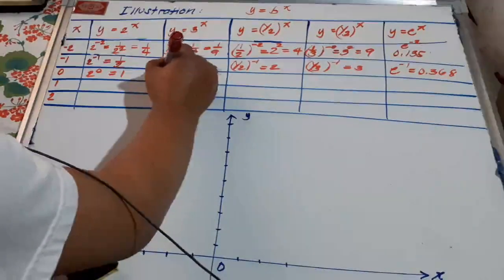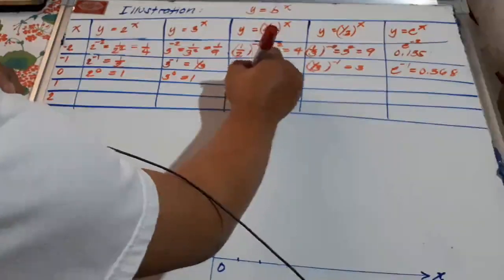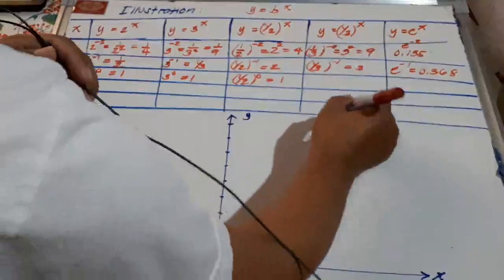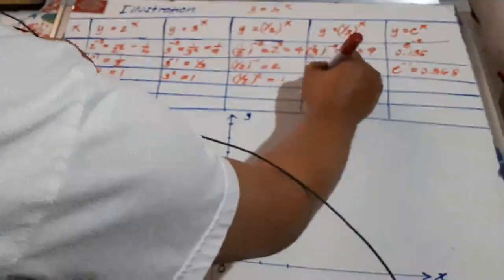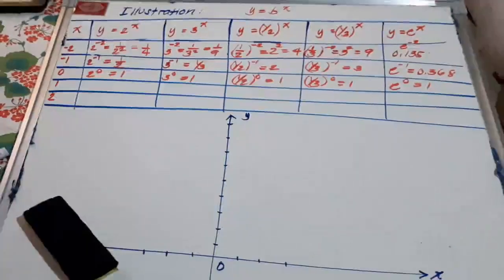Okay, now if x is 0, we have 2 to the 0, that's equal to 1. We have 3 to the 0, also equal to 1. 1 half to the 0, that's also equal to 1. And 1/3 to the 0 is also equal to 1. And e to the 0 is also equal to 1, because any base raised to 0 is always equal to 1, provided that the base is not equal to 0. Okay?